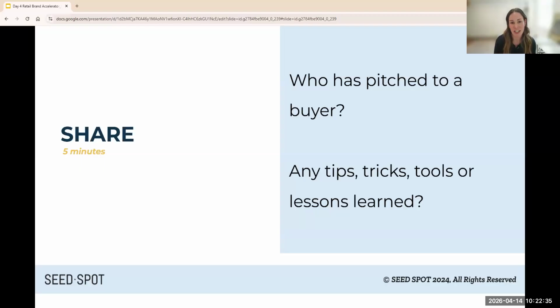I even know brands have gone in and moved product to the side and actually merchandised their product and taken a picture in the store for the buyer that they're going into. And that shows a lot of effort and it shows that your product really fits. So I love to see that.